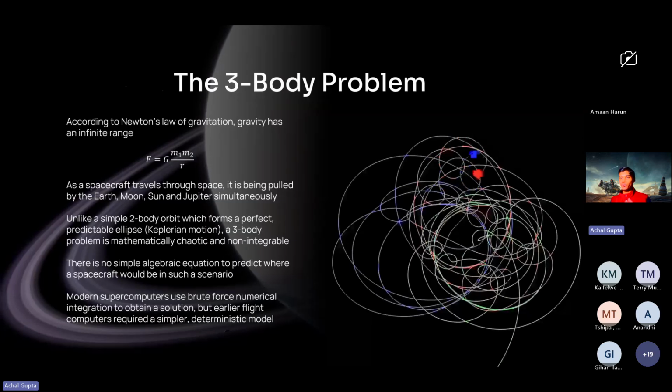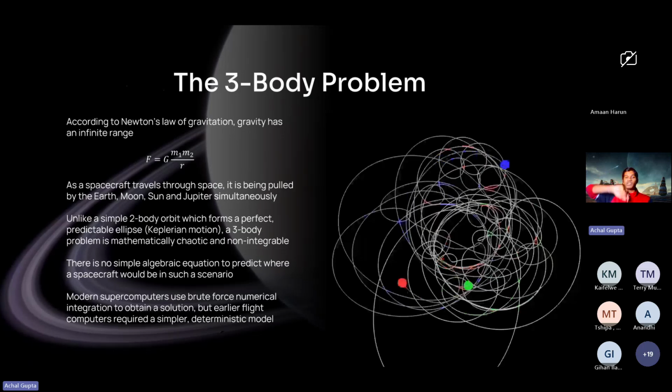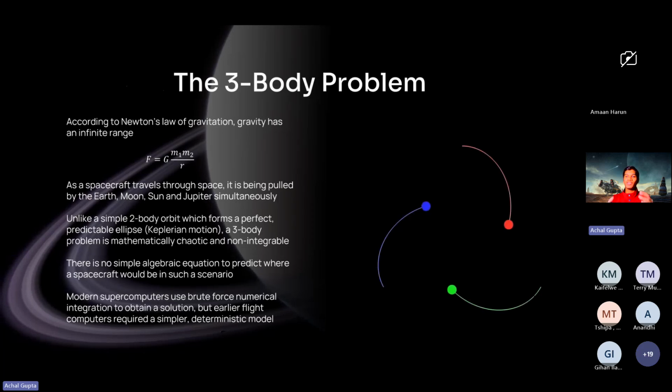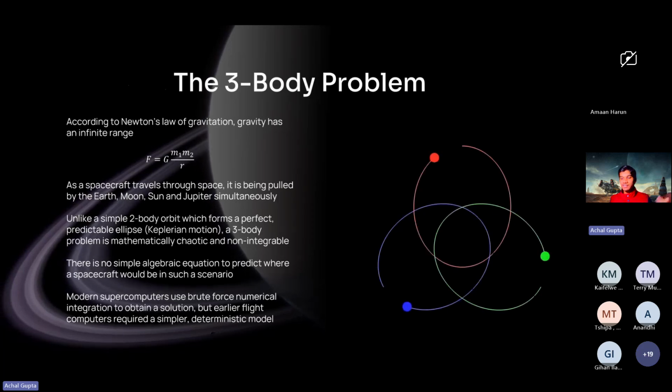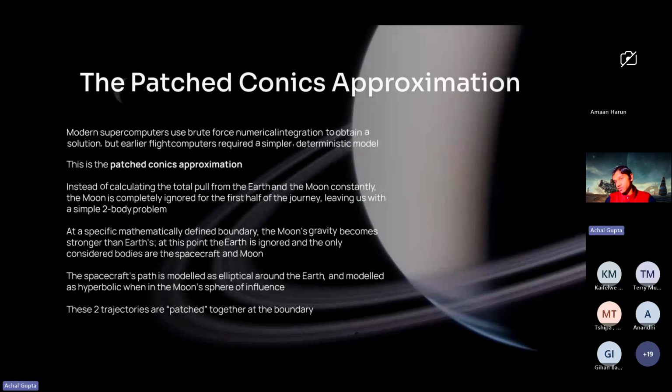So what modern computers do is they brute force it, right? They run the numerical integration step by step until they get the entire trajectory to the Moon. But back in the day when we sent the Apollo missions, we had to use a different method because the Apollo computers were as powerful as the smartwatch on your wrist. This method is called the patch-conics approximation.